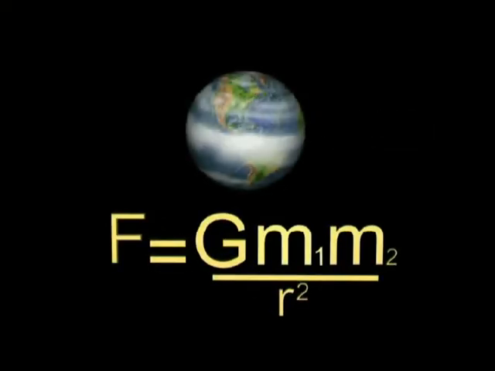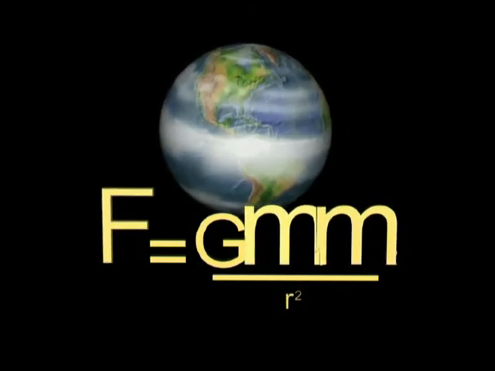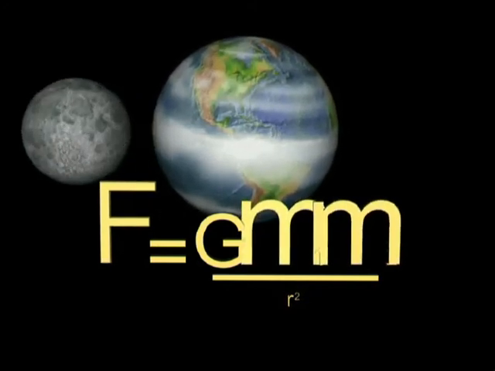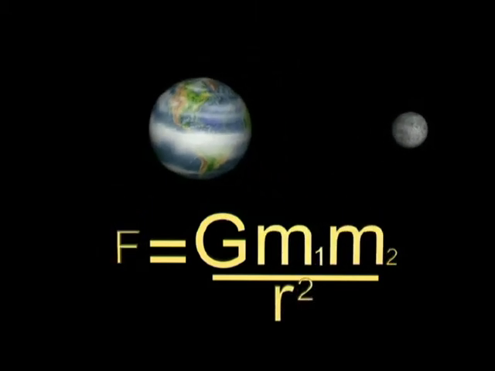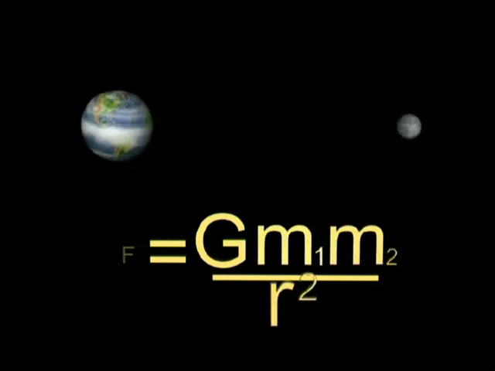This is Newton's equation for universal gravitation. It describes the force of gravitation between two celestial bodies. In simple terms, it says the bigger they are, the stronger the gravitation between them. And the further away they are from each other, the weaker the gravitation between them.